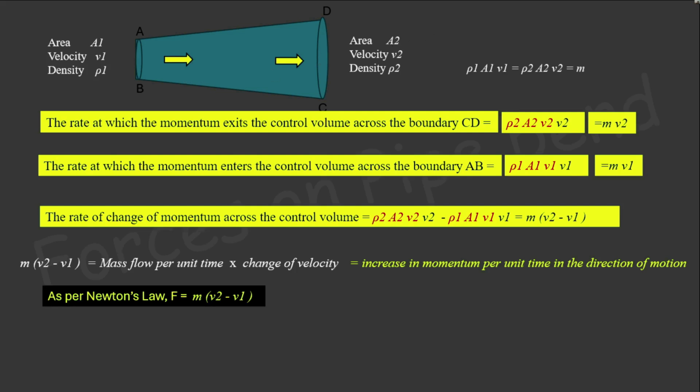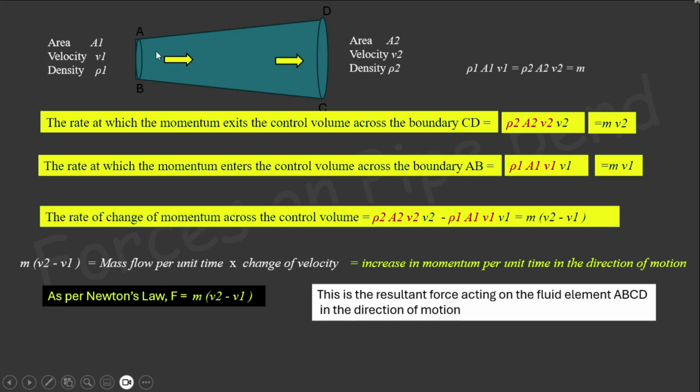Based on Newton's second law of motion, F equals mass flow into (v2 minus v1). So this force is the resultant force acting on this fluid element in the direction of motion.